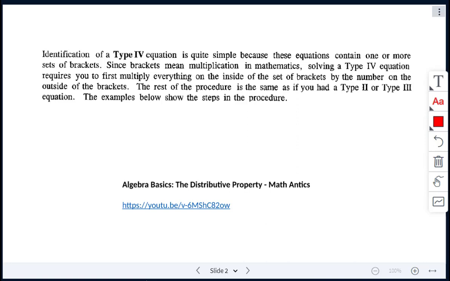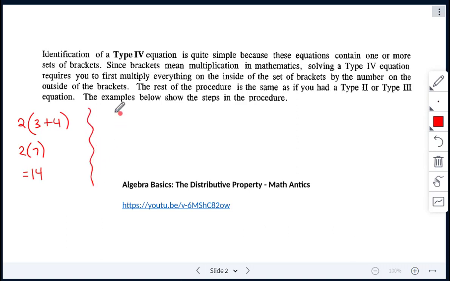It's called distributive property. Once we do that, then it'll look like a type 2 or a type 3 equation again, and then we will just solve using those steps for type 2 and type 3 equations. Just for review, let's say we had 2 on the outside of the bracket, and inside the bracket we have 3 plus 4. There are two ways we can solve this. We can work on what's inside the bracket first. 3 plus 4 is 7, so this becomes 2 times 7, which equals 14.